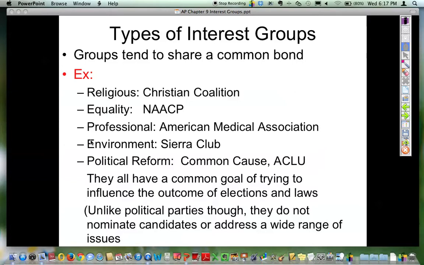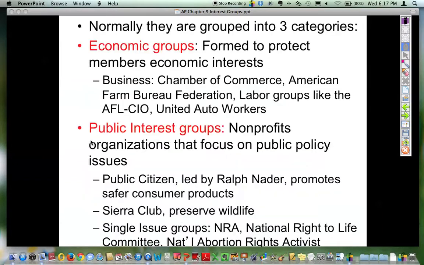They all have a common goal of trying to influence the outcome of elections and laws. But remember, unlike political parties, they do not nominate candidates. That's one of the main differences. Political parties want to win the election. Interest groups just want to influence decisions that are made.